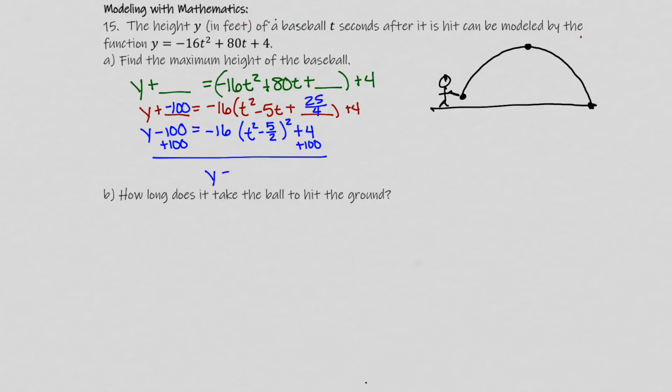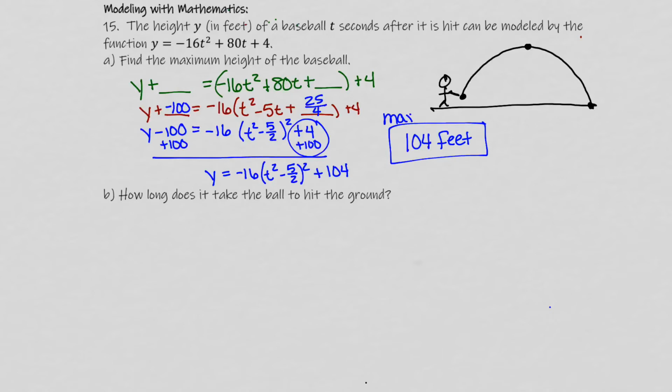So I'm going to get y equals negative 16 times (t minus 5 halves) squared. None of that changed, but here I have to do that combination, so I get plus 104. So there's my equation in vertex form, where our max height is always the k, the number on the end, so I know my maximum height is 104 feet. Okay, this is max height.